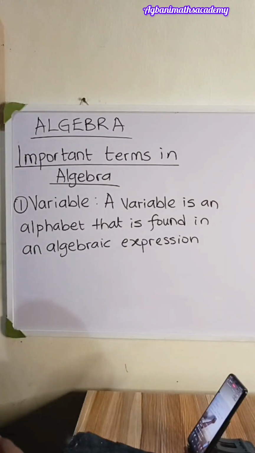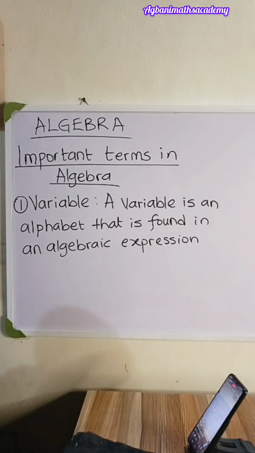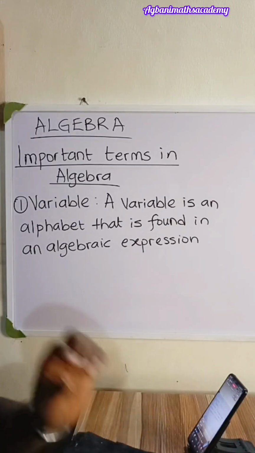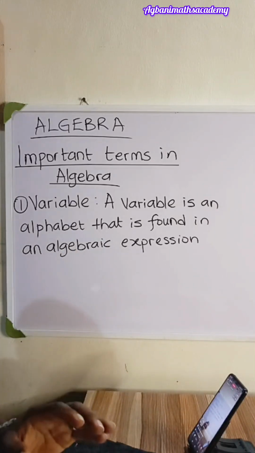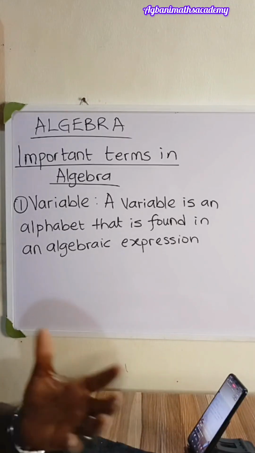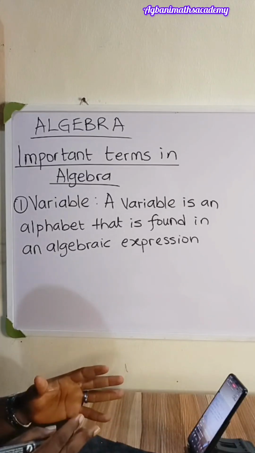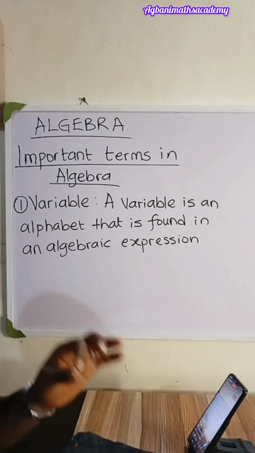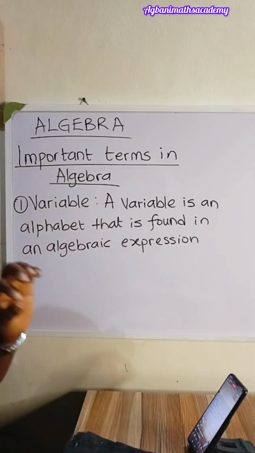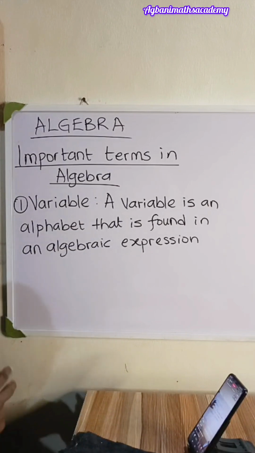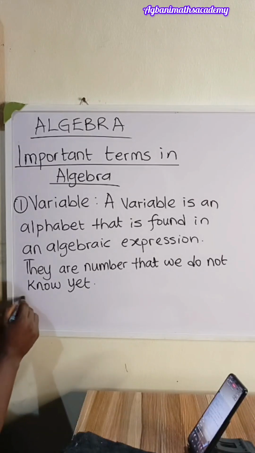So instead of calling them alphabets or letters, they are called variables. A variable is actually a number. So whenever you see an alphabet in algebra, it is actually a number that we do not know yet. Okay? A variable is actually a number that we do not know yet. So because we don't know it yet, we represent it with an alphabet. Okay, so the reason we put alphabets there is to represent numbers that we do not know yet. So anytime you see a variable which is an alphabet, it represents a number that we do not know yet. Okay, the next term is coefficient.